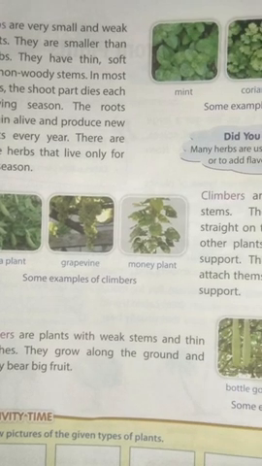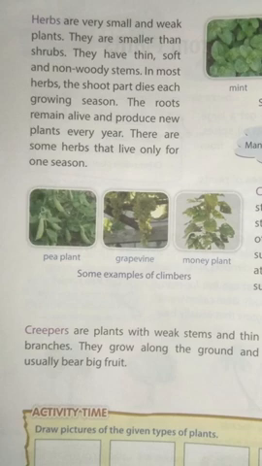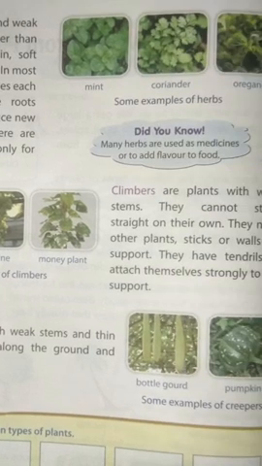So, trees, then shrubs, after that herbs. Herbs are very small and weak plants. They are smaller than shrubs. First, shrubs are smaller than trees, then herbs are smaller than shrubs. They have thin and soft non-woody stems in most herbs. Examples of herbs: mint, coriander, oregano.